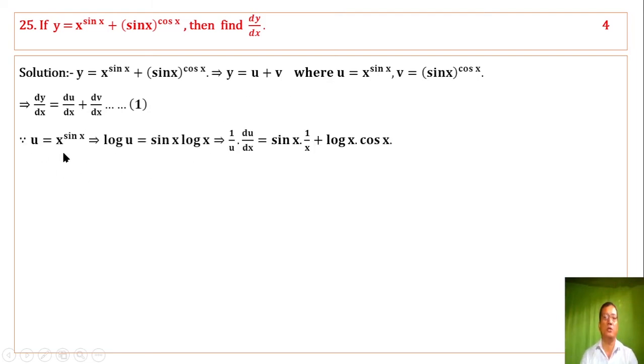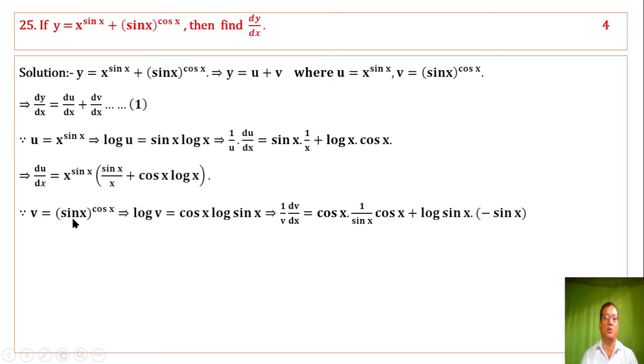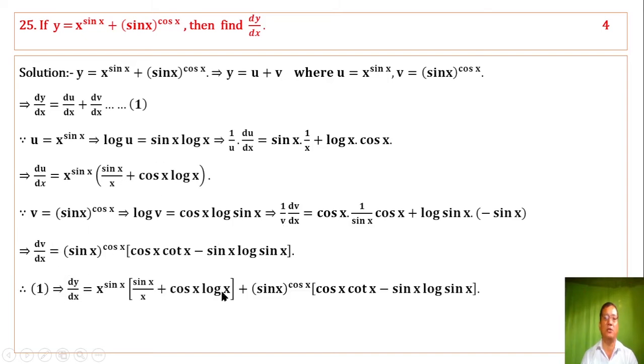Since u equals x to the power sin x, taking log on both sides and differentiating both sides with respect to x, we have du by dx equal to this. Similarly, v equals this; taking log on both sides and differentiating with respect to x, we solve for dv by dx and get this. Put the values of du by dx and dv by dx in equation 1, and we have dy by dx equal to this. This is the required value of dy by dx.